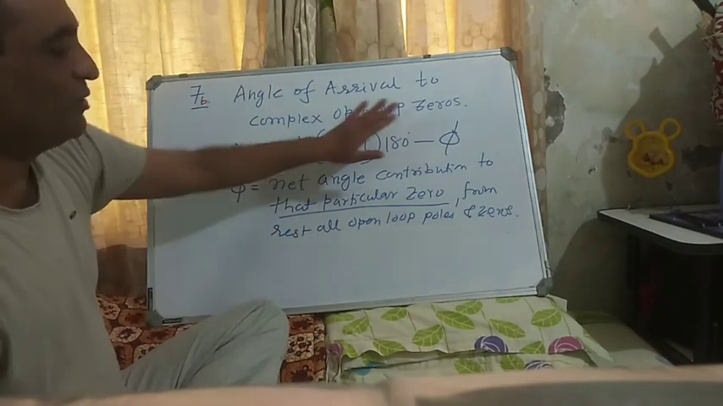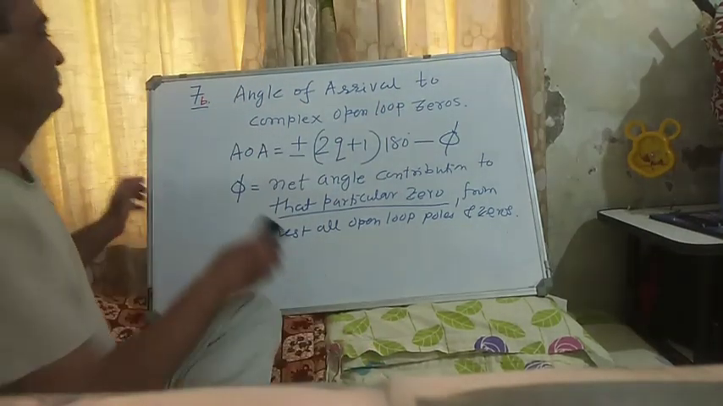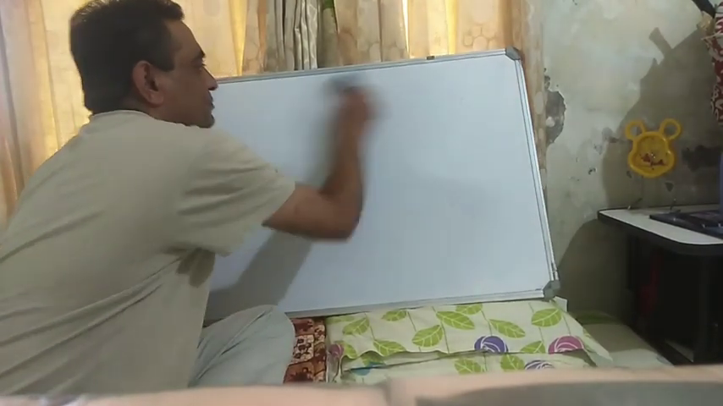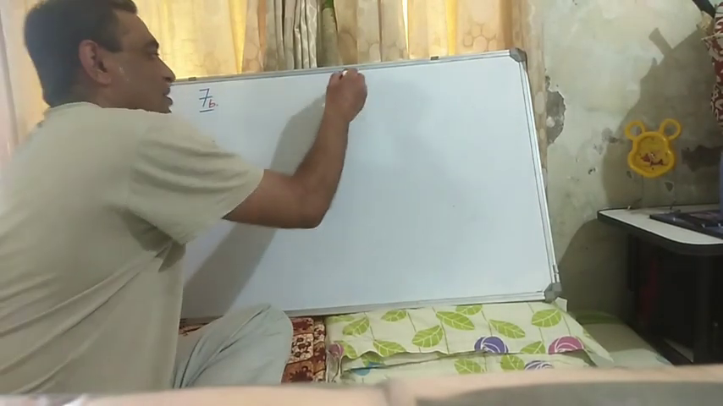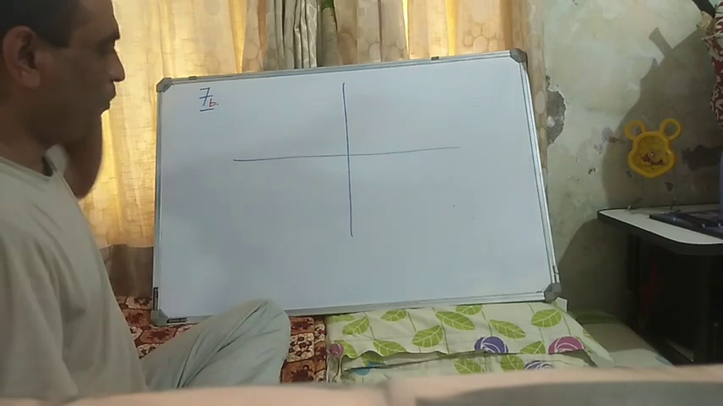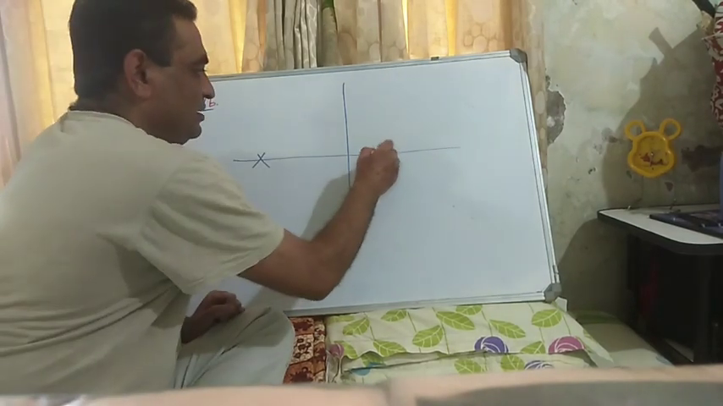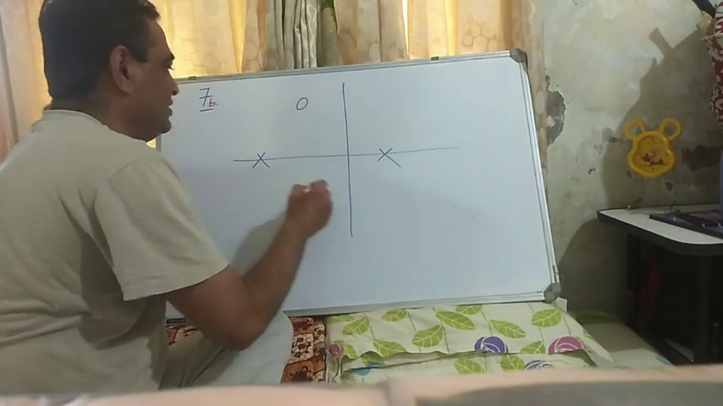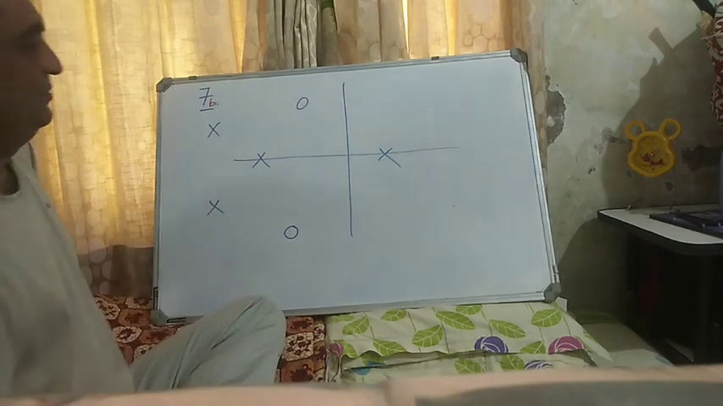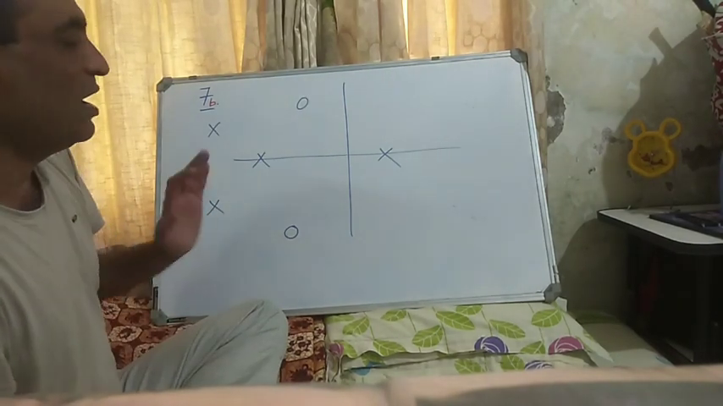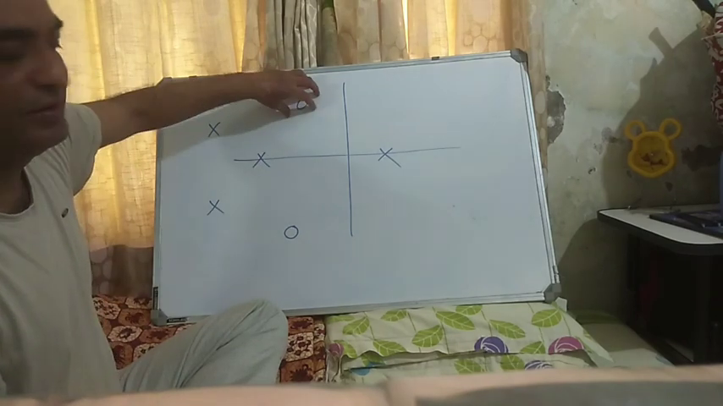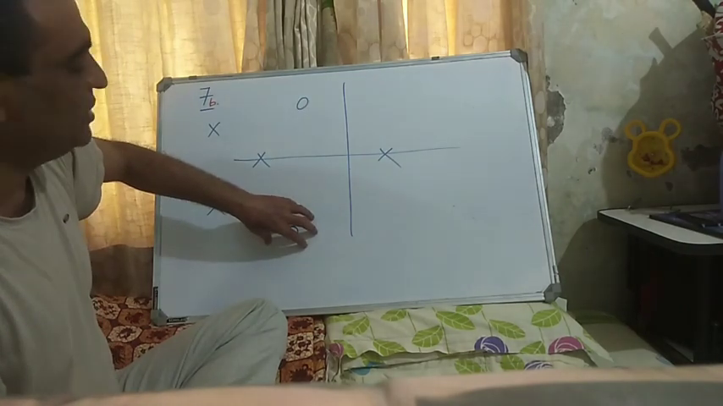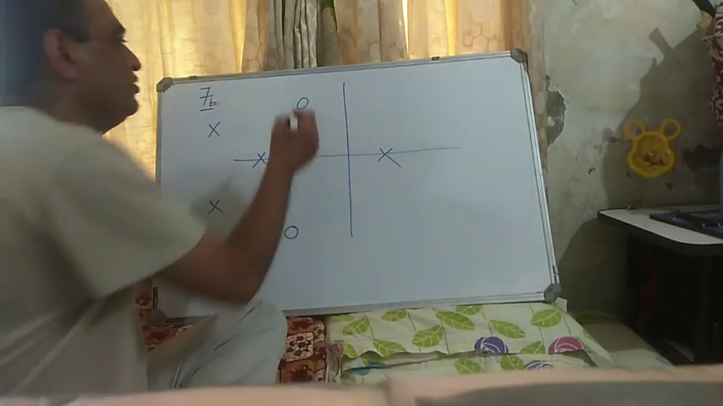So now I need to concentrate on the zero. Let us take an example to calculate phi. Let's say open loop poles are here, and there is one zero here, one zero here, and there is a pole here and here. Now I need to calculate the angle of arrival, which is for complex zeros. If you can calculate the angle of arrival for this zero, automatically the negative of that would be the angle of arrival for the other zero. So I need to calculate this.